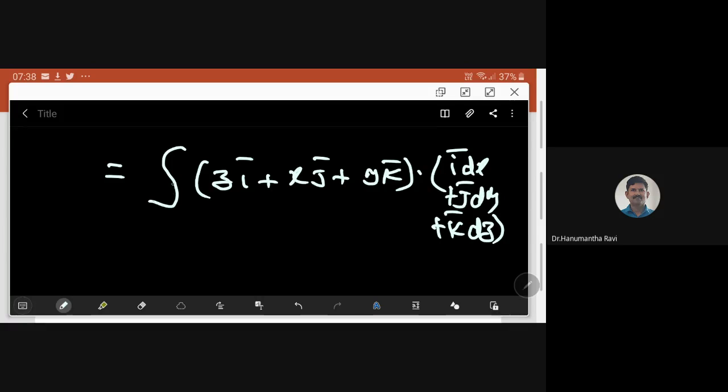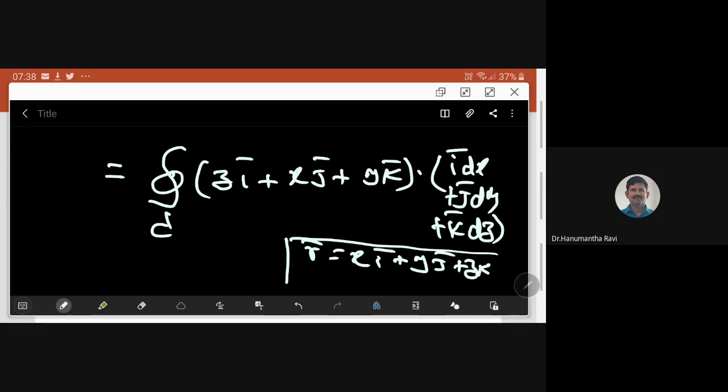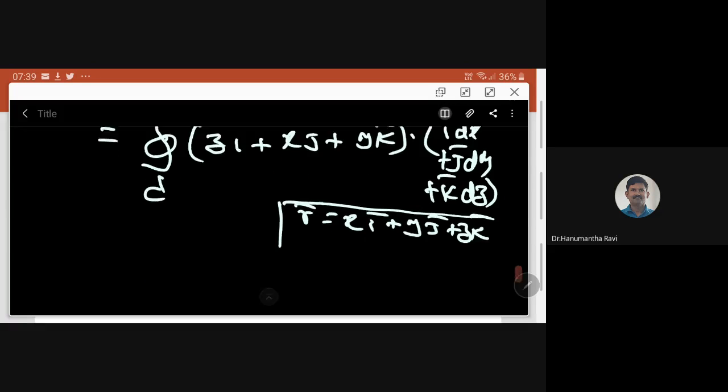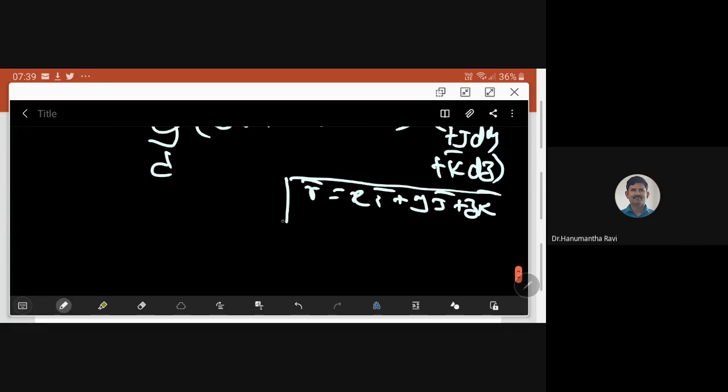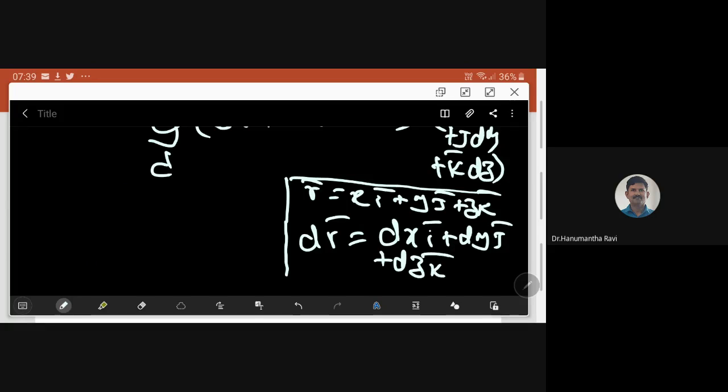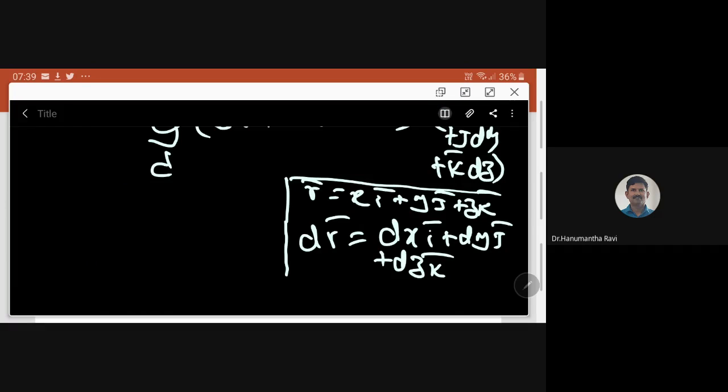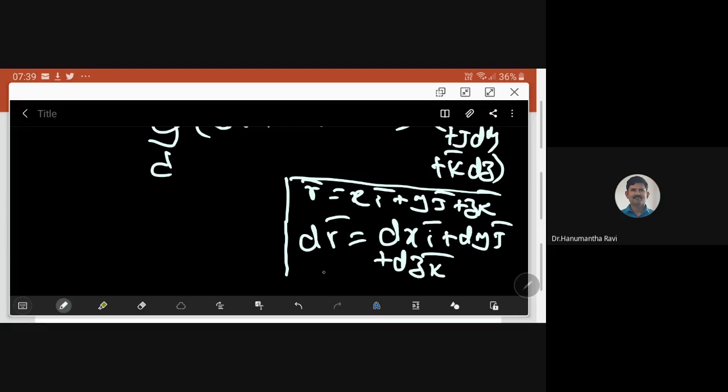And you have the C there. Okay, that is a closed curve C. Always remember our R bar is x i bar plus y j bar plus z k bar. Then our dr bar is dx i bar plus dy j bar plus dz k bar. This is always fixed, right? So this is our dr bar.